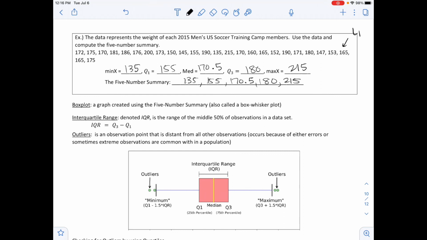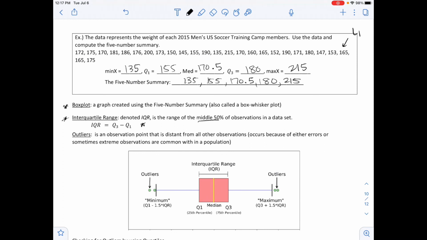From our 5-number summary, we're able to create what are called box plots, which is our next definition here. And this is a graph created using the 5-number summary. It's also called a box and whisker plot. In order to have our box plot, we also use the 5-number summary to calculate and see if we have any outliers. And in order to do that, we have to first calculate our interquartile range, which is also denoted IQR. This is the range of the middle 50% of observations, and this is Q3 minus Q1. So definitely a little formula you need to know.